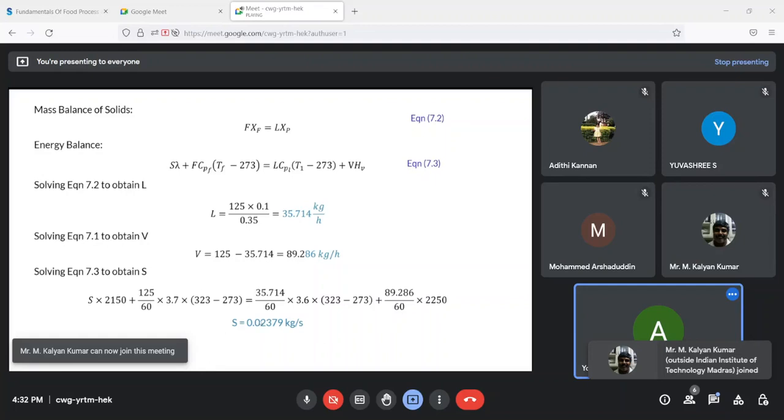So now you know S is equal to 0.02379 kg per second. So as we mentioned in the earlier problem, the total amount of heat transfer rate is equal to the heat transferred from the steam, that is S into lambda. Q is equal to S into lambda. So you have S into lambda here, S here, and lambda is also given. From there you can calculate the total heat transfer rate.